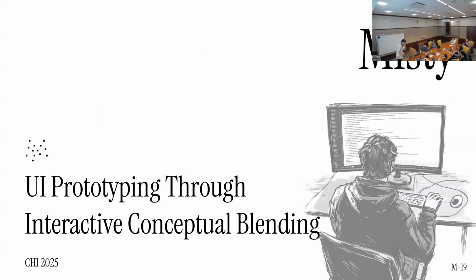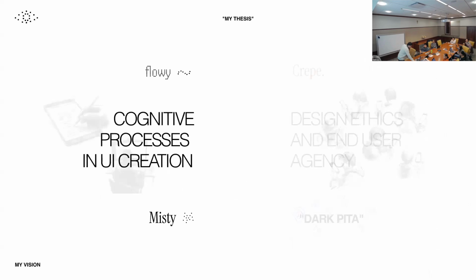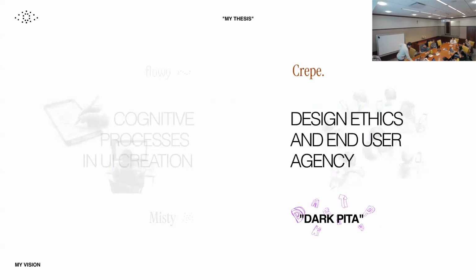So that is Misty. And if we come back to the landscape we had just now, these two tools support the cognitive processes in UI creation, as I said. Flowy supports decision-making and understanding of design patterns. Misty supports the iterative rapid prototyping processes that borrow inspirations from existing examples using direct manipulations. And now we're moving on to the second part, which is supporting design ethics and end user agents.